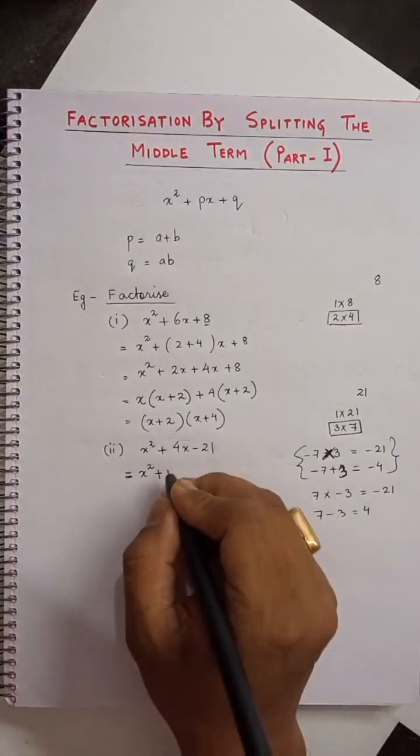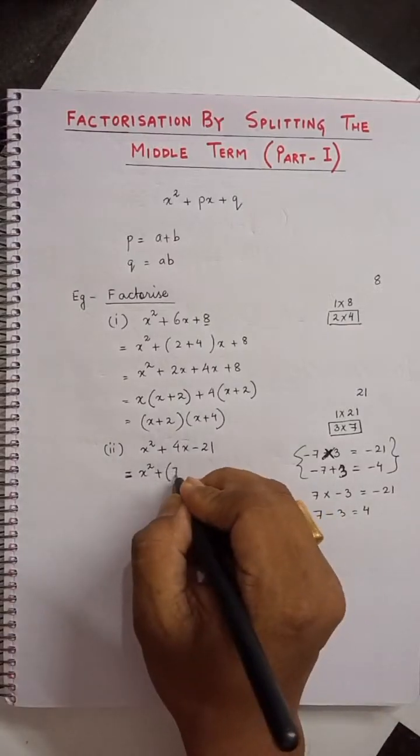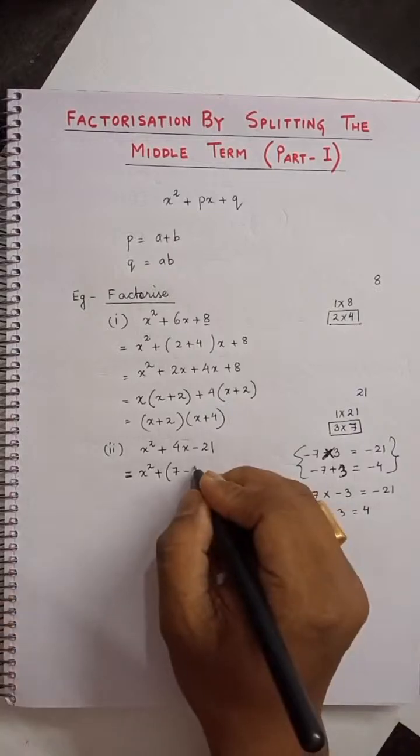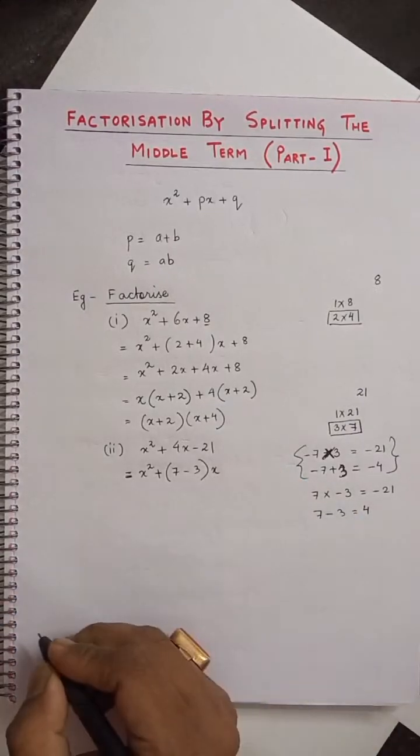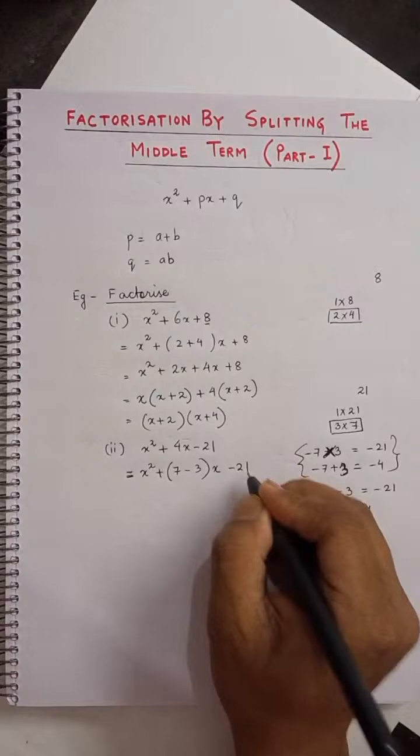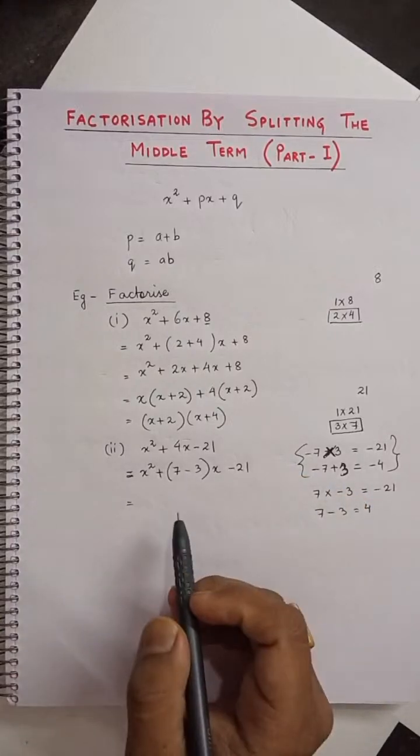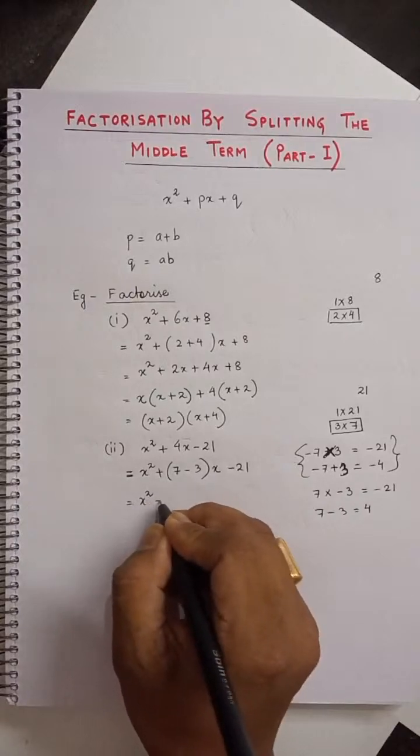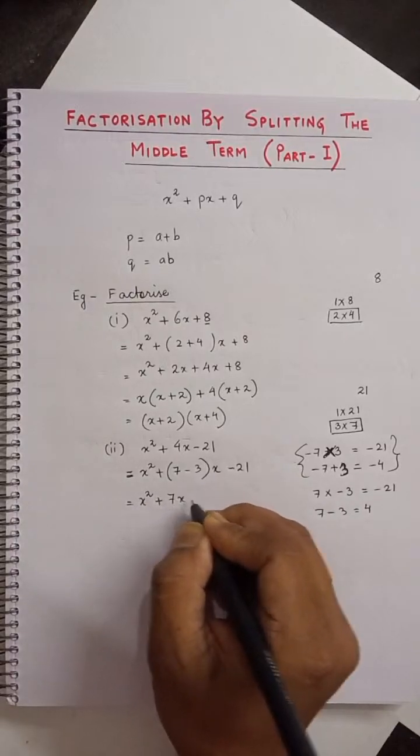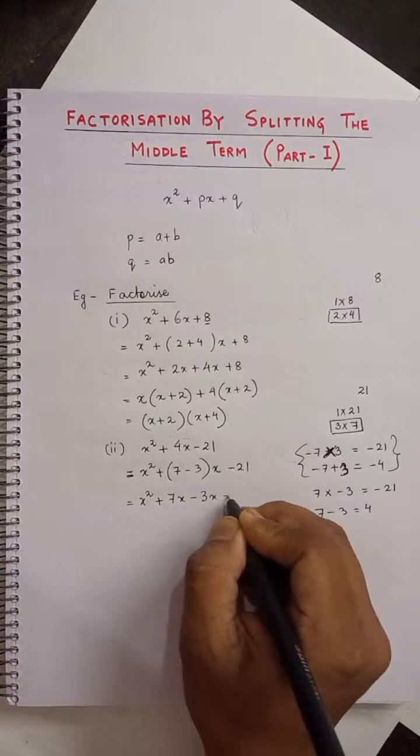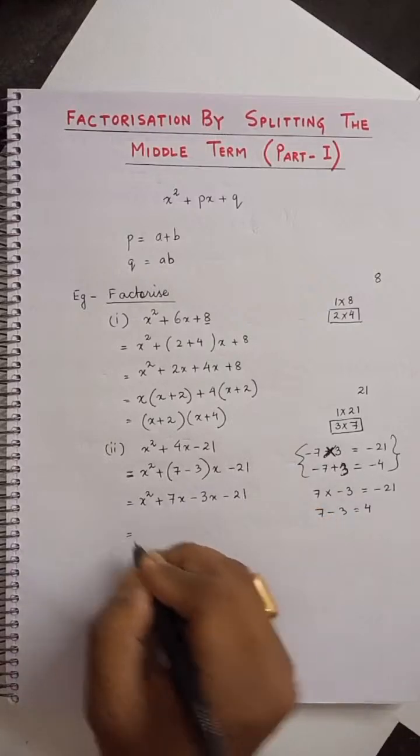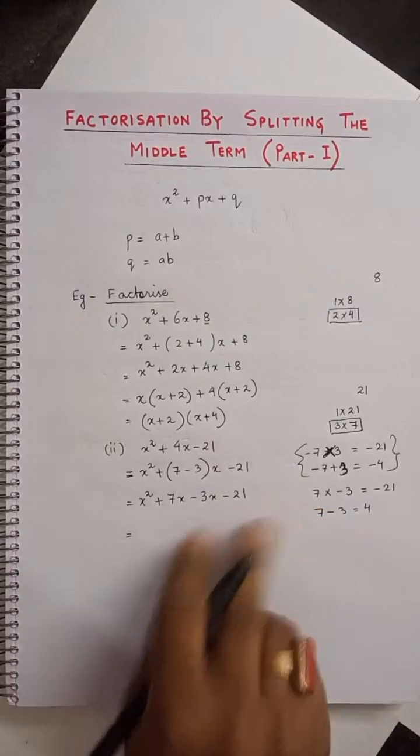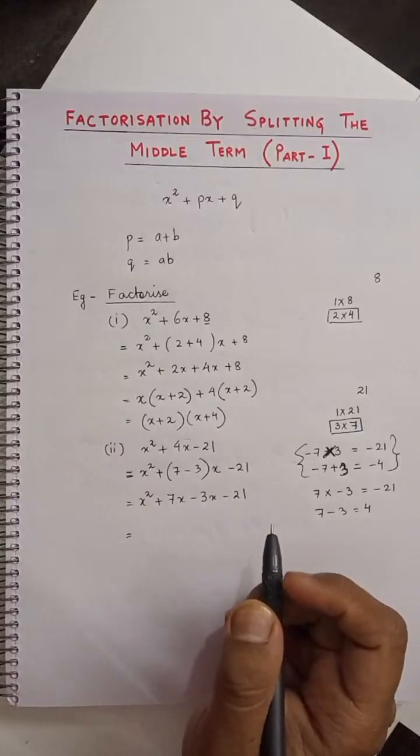Okay, so we will write it as 7 minus 3x, and minus 21. So like the previous question, we will multiply the x. So we will have x square plus 7x minus 3x and minus 21. Again, from the first two and the last two terms, we will take some common factors.